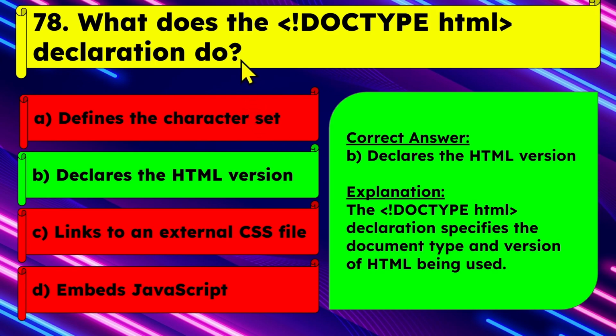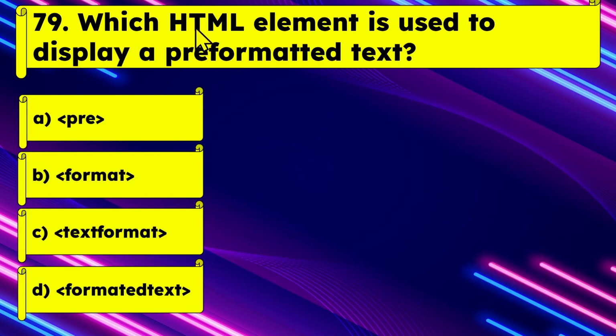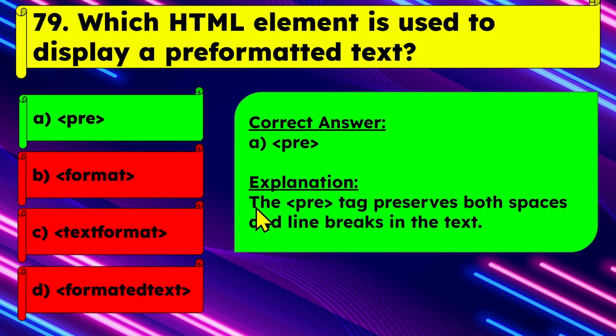used. Next question is, which HTML element is used to display a pre-formatted text? Option A, pre-tag. Option B, format tag. Option C, text format. Or option D, formatted text. So here the correct answer will be option A. As you can see in the explanation, the pre-tag perceives both spaces and line breaks in the text.